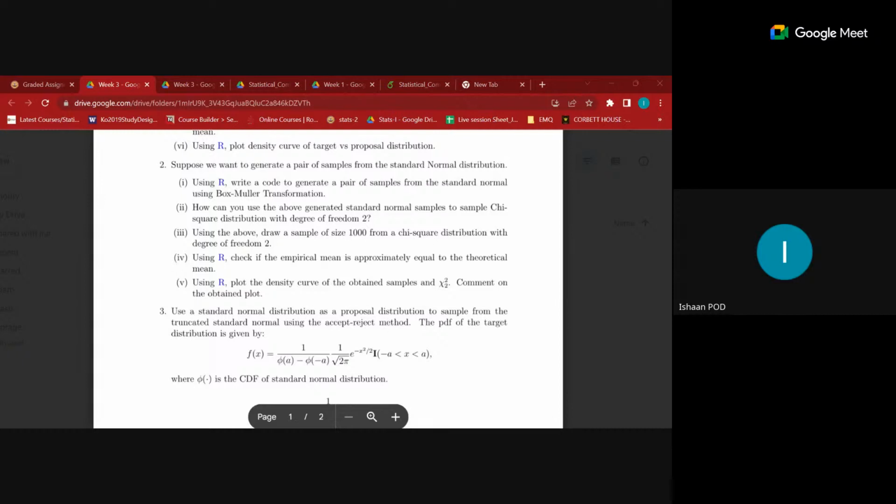Okay, so in general, a truncated normal distribution means that you have fixed the range of values it can take. Your standard normal distribution takes values from minus infinity to infinity, right? Here we have fixed that it can take values only from minus a to a. Okay, sir, I'll look for it.